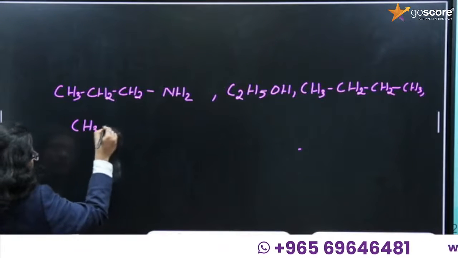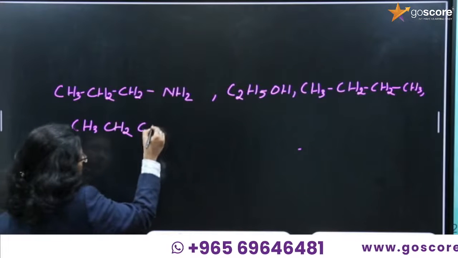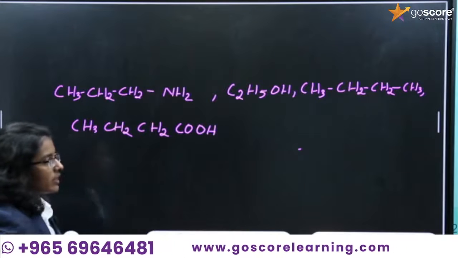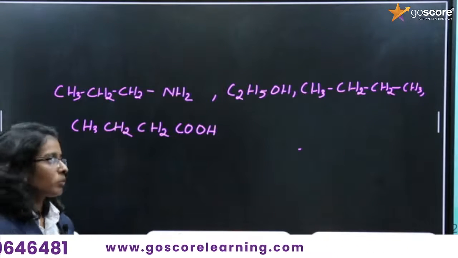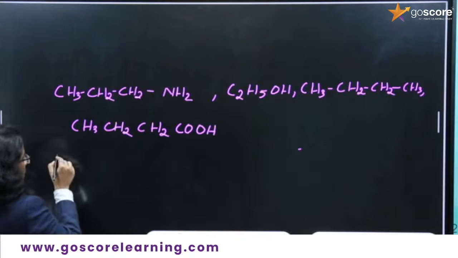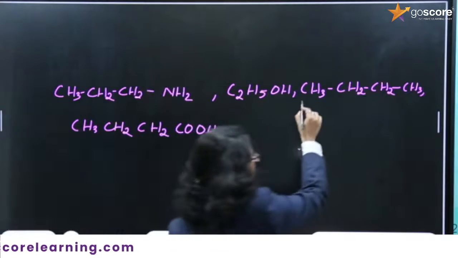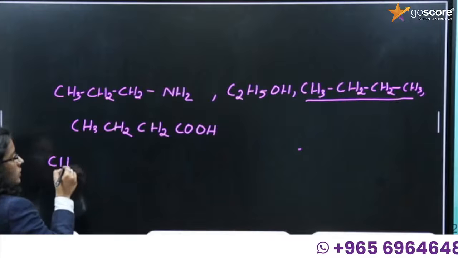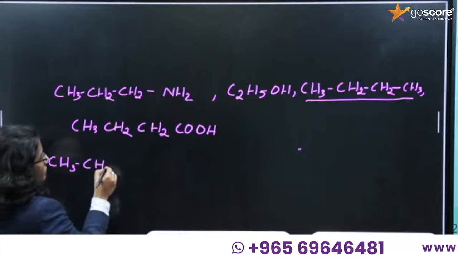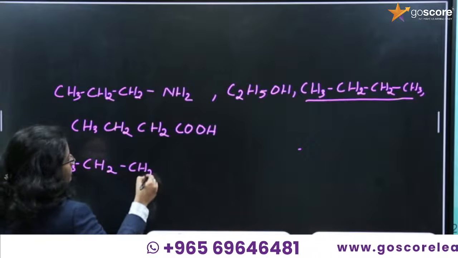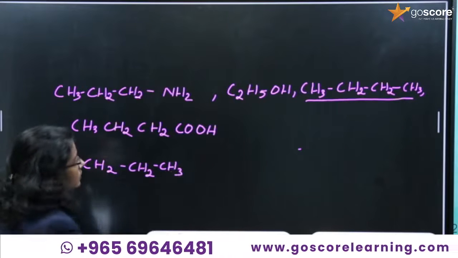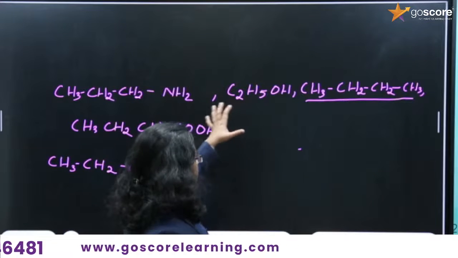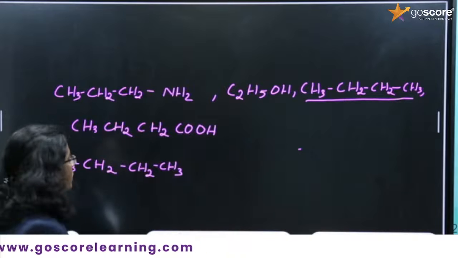Then CH3CH2CH2COH. Write the increasing order of their boiling point. So the first one will be hydrocarbon. Hydrocarbon has the least boiling point. So we will write first CH3CH2CH2CH3 less than. Then we discuss now that amines have lower boiling point compared to alcohol and carboxylic acid. So the next one will be amines.